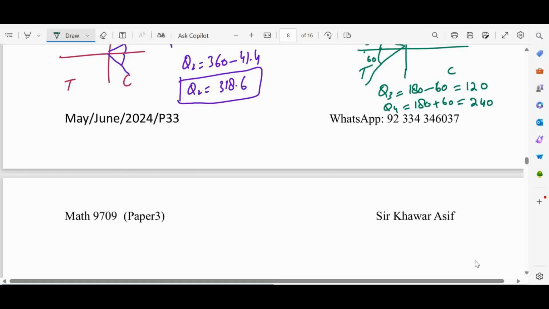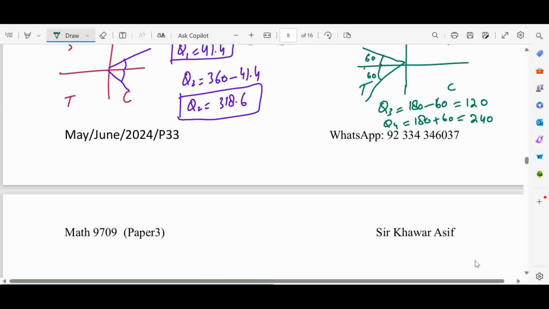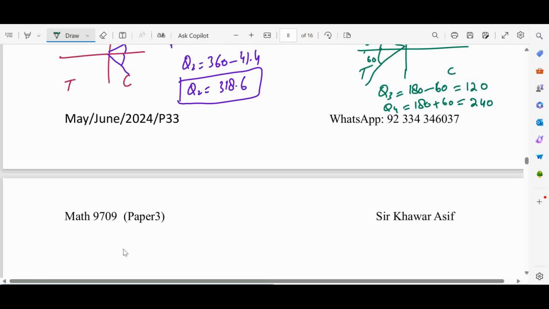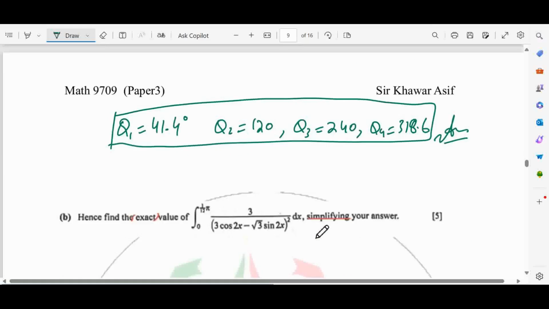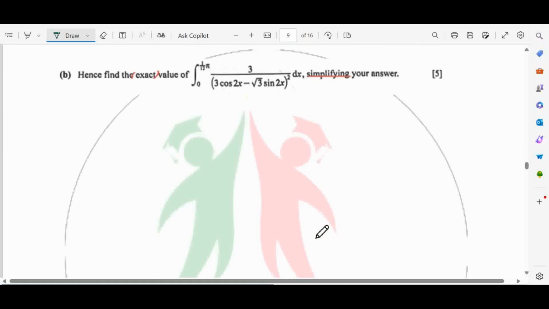Now finally we can say that we will have four answers. Theta 1 will be equals to 41.4 degrees, theta 2 will be equals to 120, theta 3 will be equals to 240, and theta 4 will be equals to 318.6. So this will be the final answer. I hope that the concept is clear, and if you still have any question, you can ask it in the comment section. Let's move to the next one.